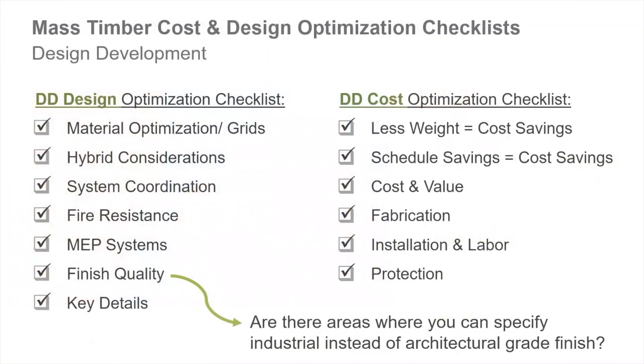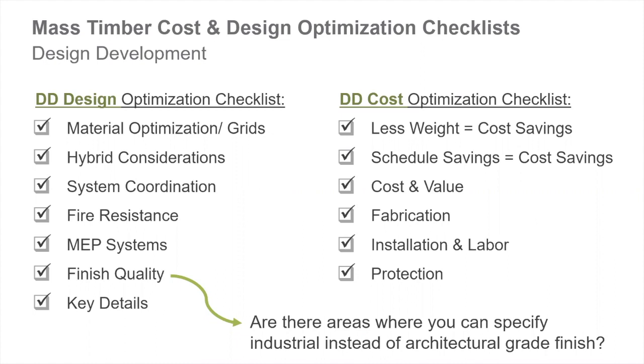Here are some of the items in the design development checklist. There are some new topics such as key details and protection of the mass timber. Those are also introduced in this particular checklist. I do want to stress that when you start the DD phase of the project, the very first step should be to go back through all your checklist items in the schematic design phase. All of those items are still applicable, still relevant in the DD phase, and may need some refining.